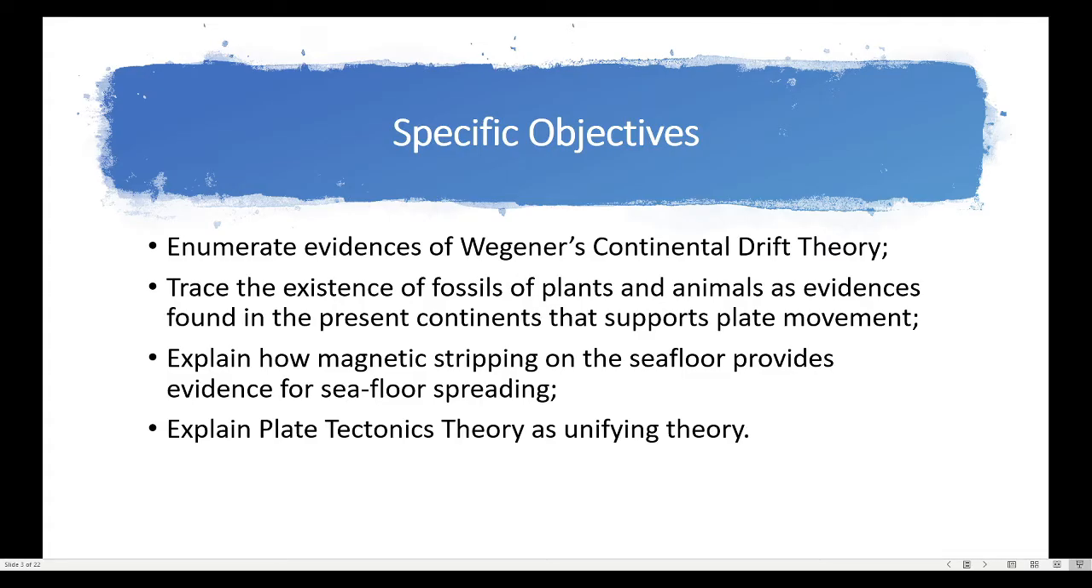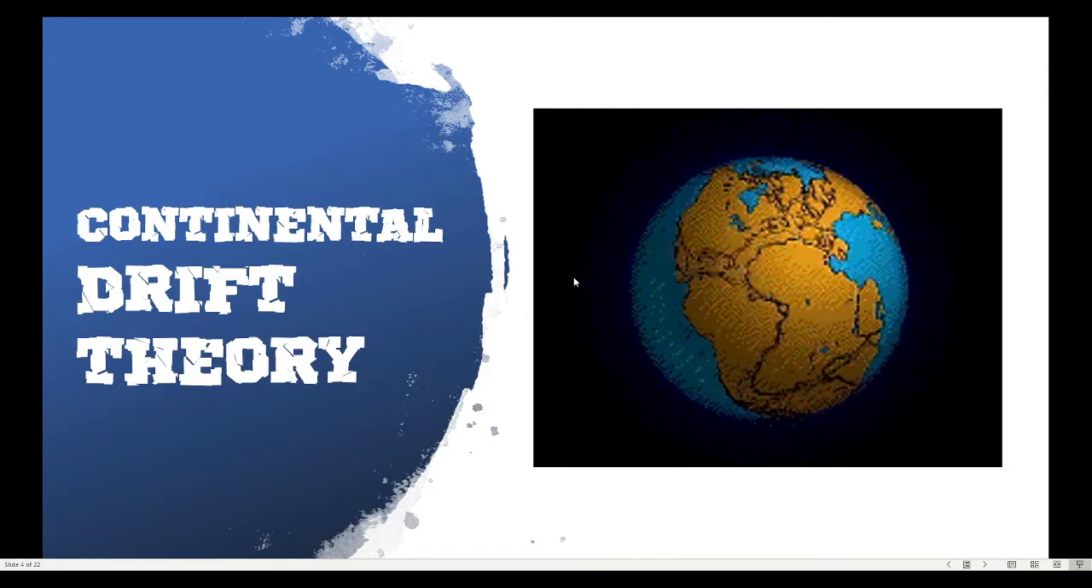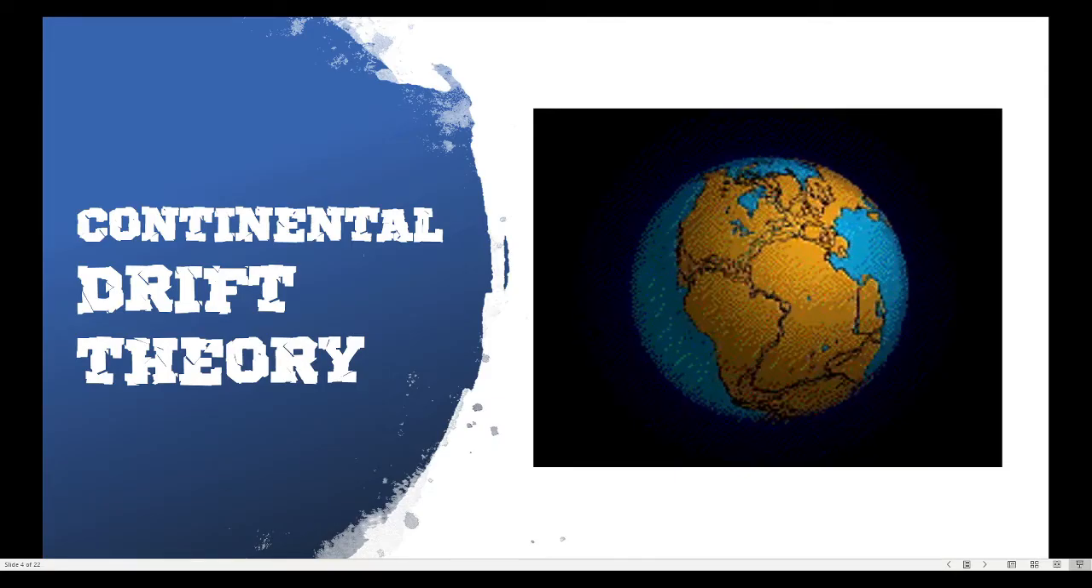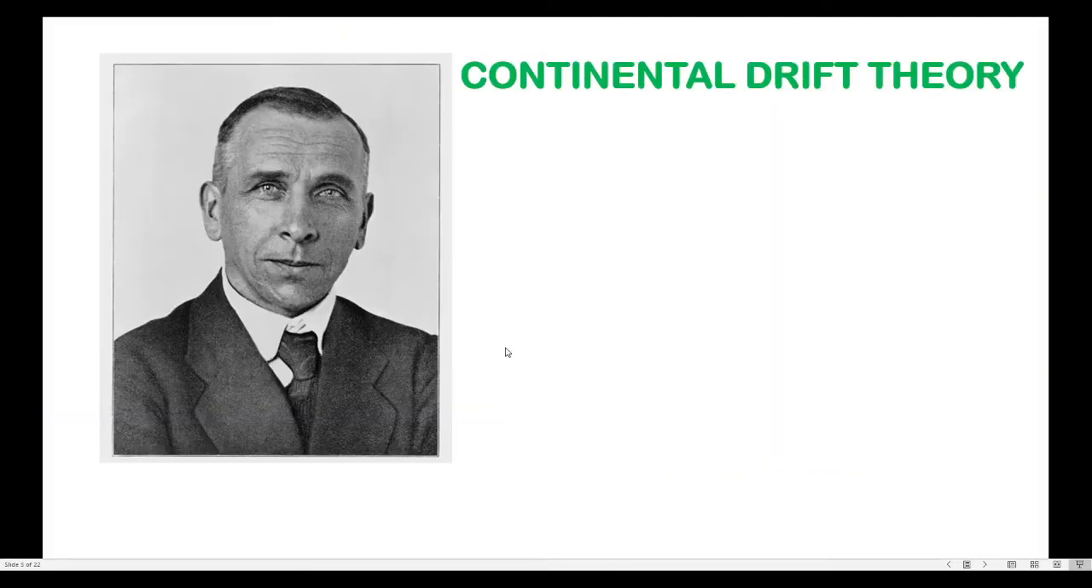So as you can see, this time we will be going back to plate tectonics theory, which we have discussed already in the first few weeks of this quarter, because we will be trying to relate the two theories, the continental drift theory and the seafloor spreading theory, to the plate tectonics theory. So let's have a short recap of the continental drift theory.